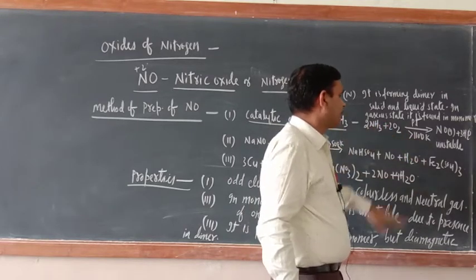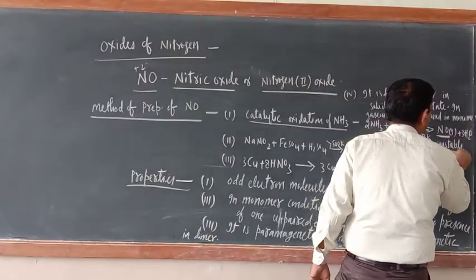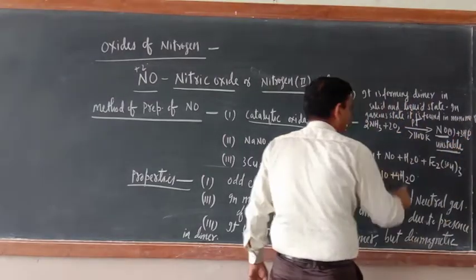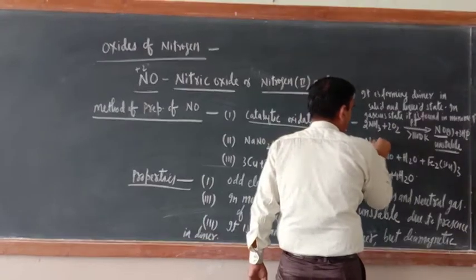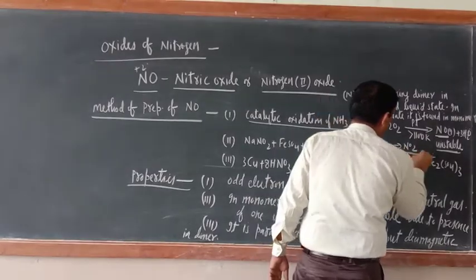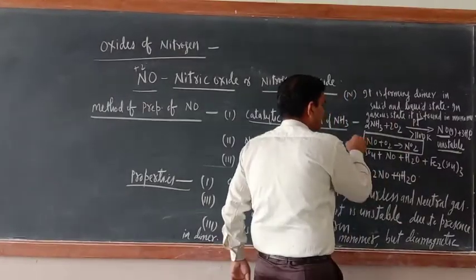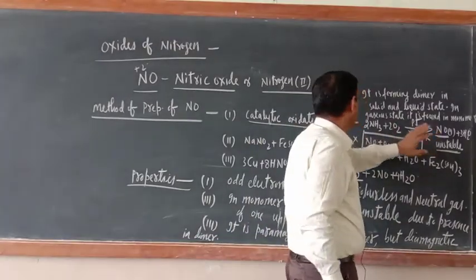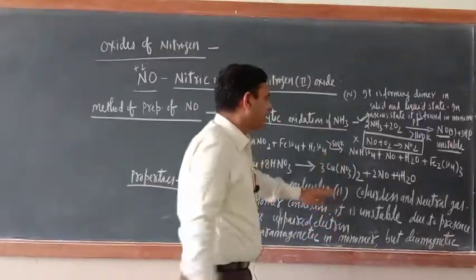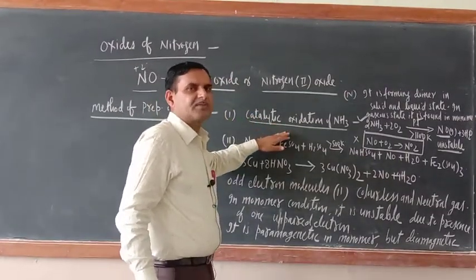Then what would be there? Now NO is formed, and this NO is unstable, and water will also form. Immediately this NO will react with O2 and form NO2. Are you getting my point or not? Since this is unstable, this is just for the sake of your information. In the method of preparation, you require the first reaction only. This is one way, and that catalytic oxidation of ammonia is a very important process.